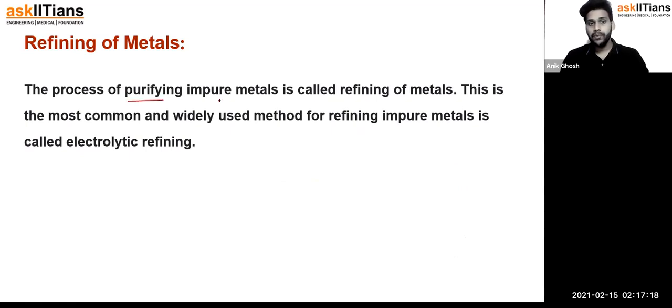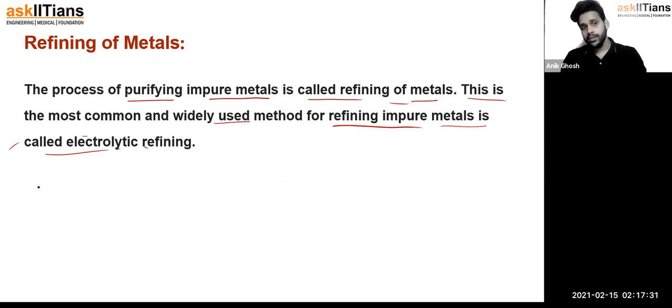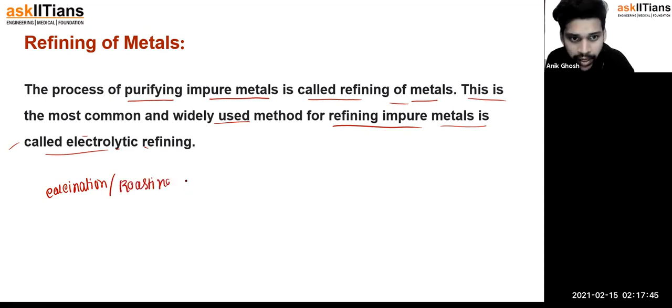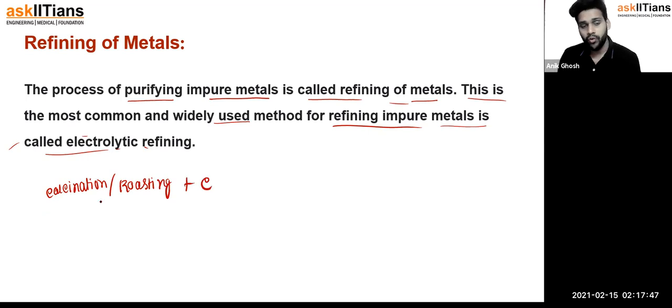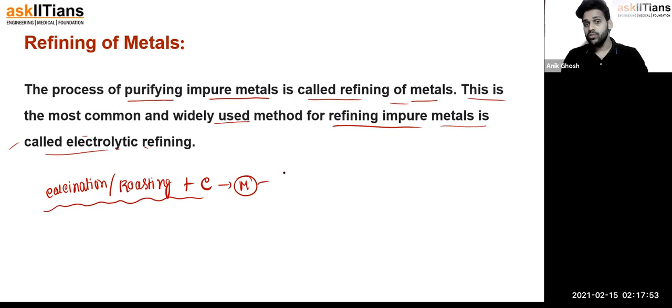The process of purifying impure metals is called the refining of metals. The most common and widely used method for refining impure metals is called electrolytic refining. Via processes like calcination or roasting, and if needed, followed by carbon reduction, the metals we get, as I told you in the last class, are near about 70 to 80% pure.